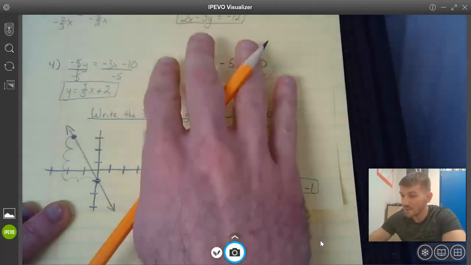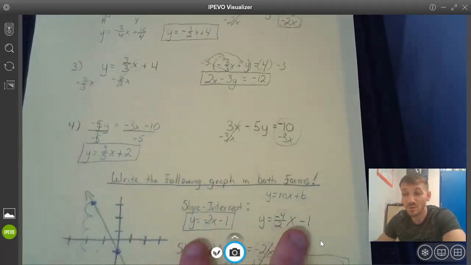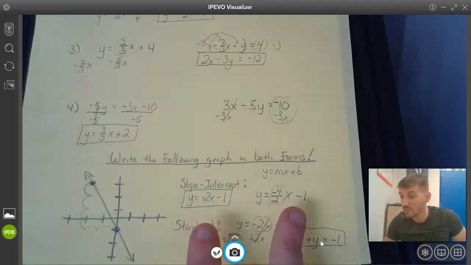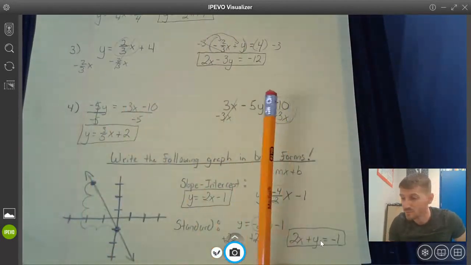Hope this helps, guys. And tomorrow we will be working on the same thing, but it's going to be if I gave you an XY chart rather than the actual graph. So we're going to be learning how to do that from tables, an XY table.